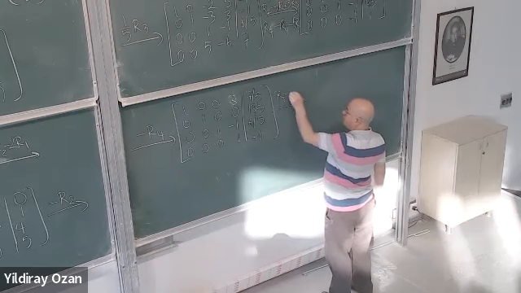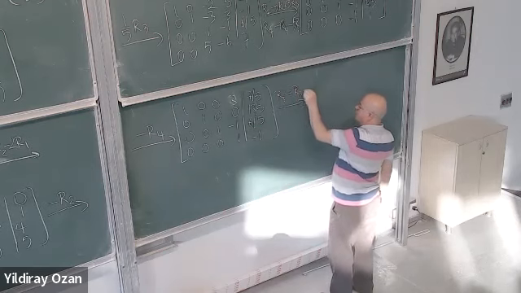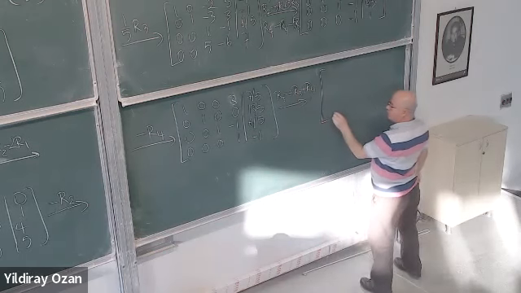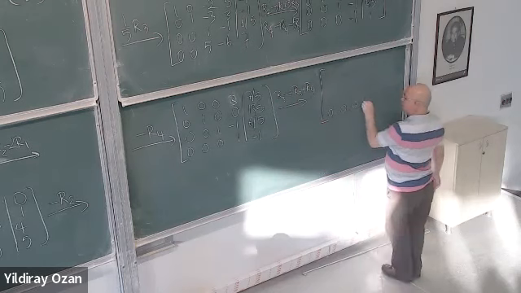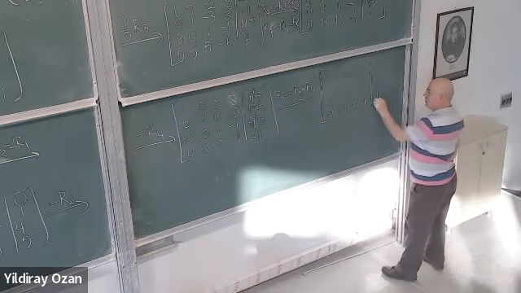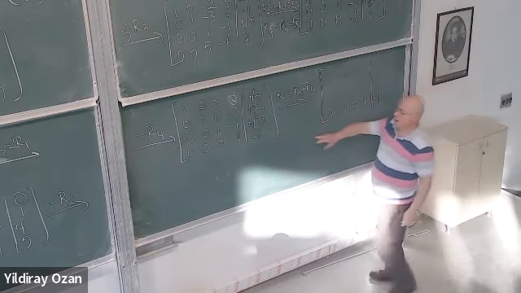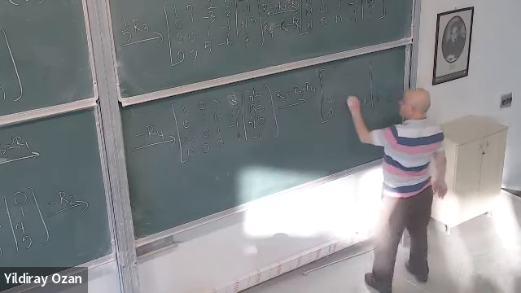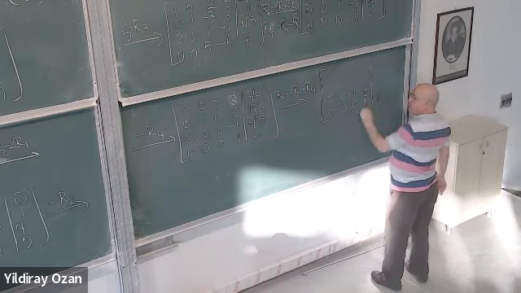R3 is replaced by R3 plus R4. Okay, so I don't change this one. I add this one to this one. So you get 0, 0, 1, 0.